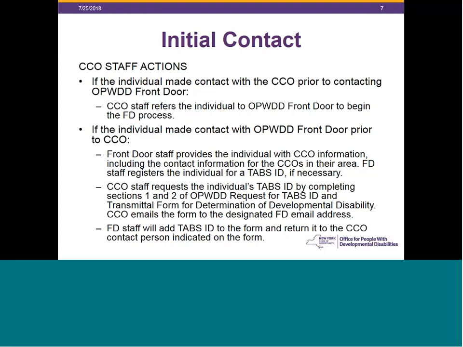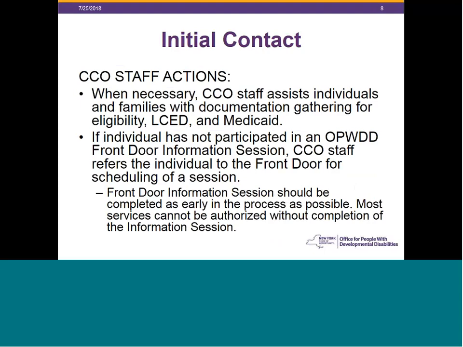The role of the TABS ID is a critical piece for the CCO staff. Having the TABS ID for an individual that you're working with is what allows you to begin to connect to CHOICES and upload information into CHOICES. So there's a process, which we'll talk a little bit more in detail about, for how you request that TABS ID and how we then transmit it to you. There's a special form, and information is traded between the CCO and the front door on that form. So we'll talk a little bit more about that later.